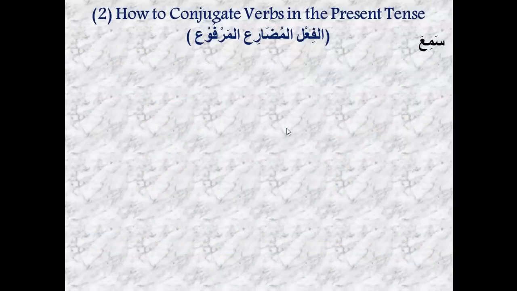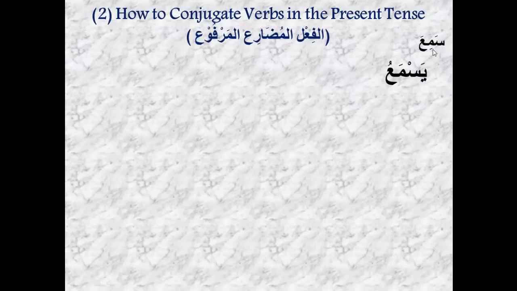Now, before we move on to examples from the Quran of al-fi'l mudari' al-marfu', let me do some comprehensive review with you. So we're going to be doing present tense marfu' conjugation for two verbs that I've selected, just as practice. So the verb here is sami'a, which means to hear. Sami'a actually means he heard. In the present tense, that would be yasma'u.